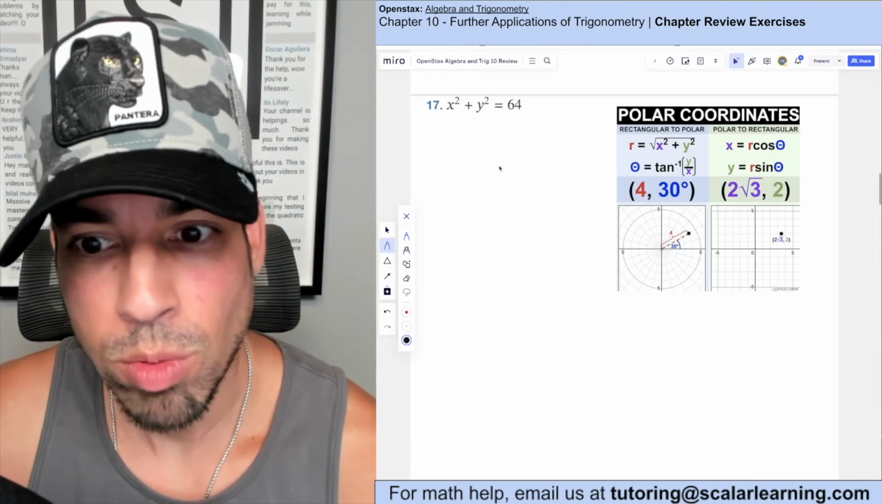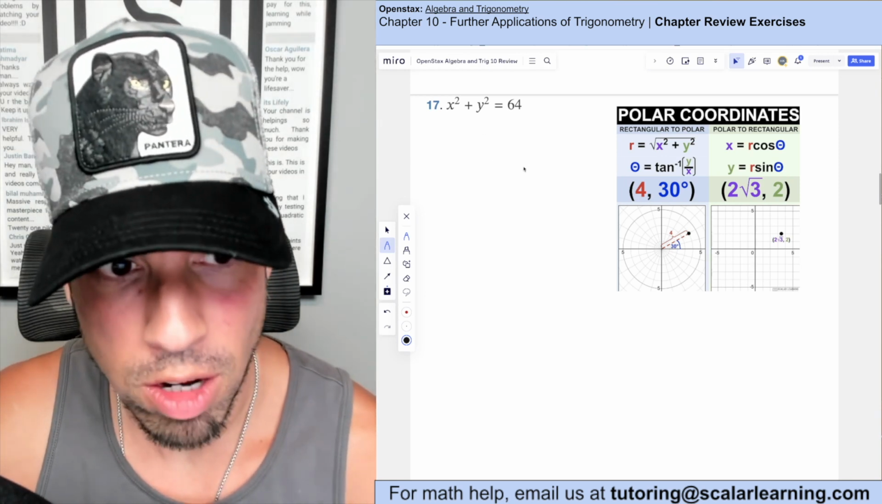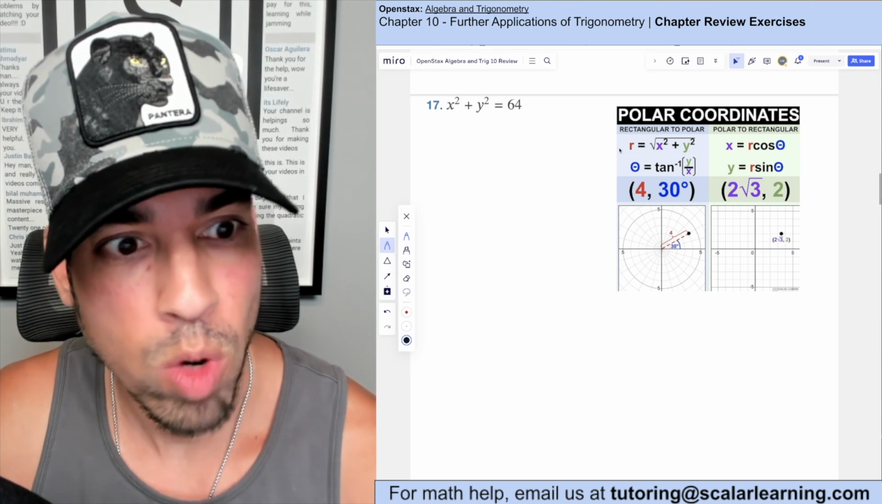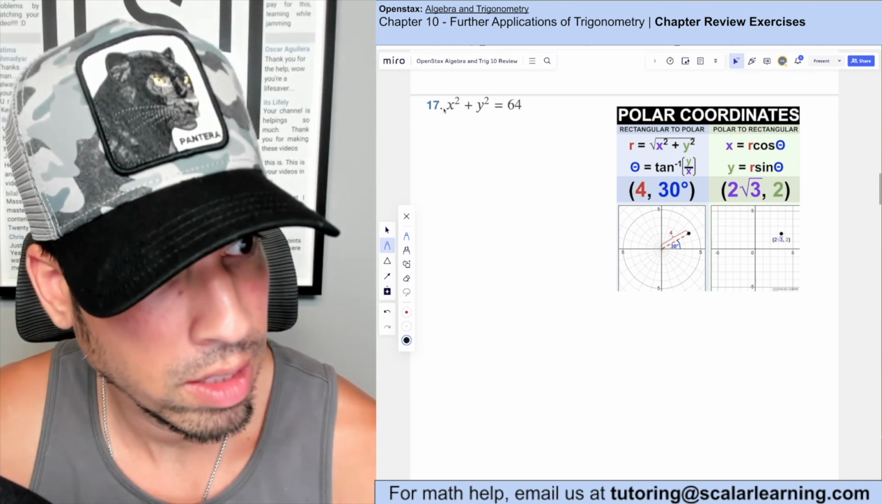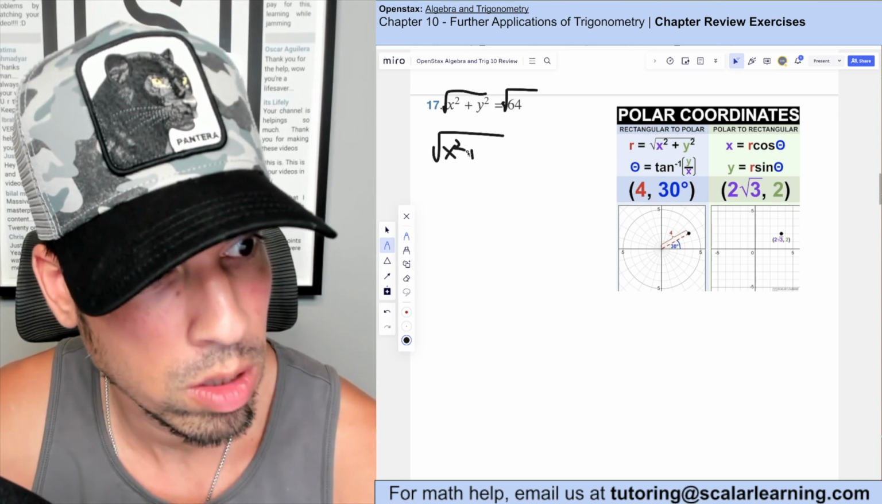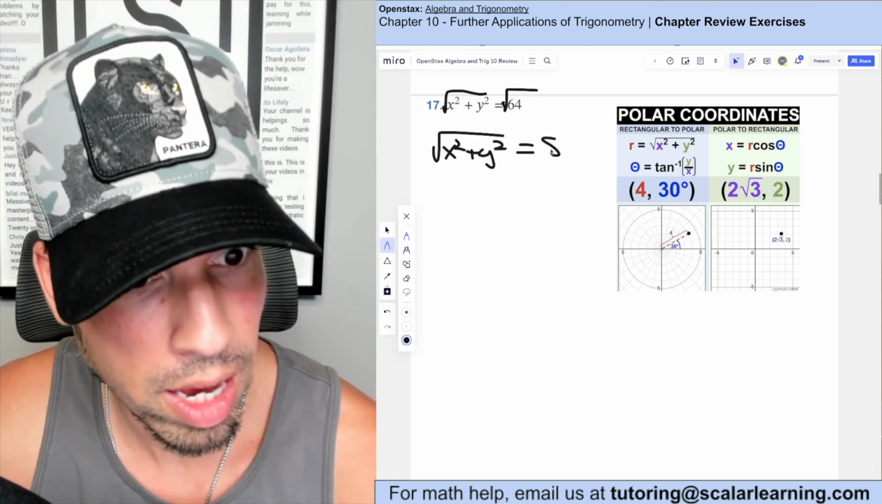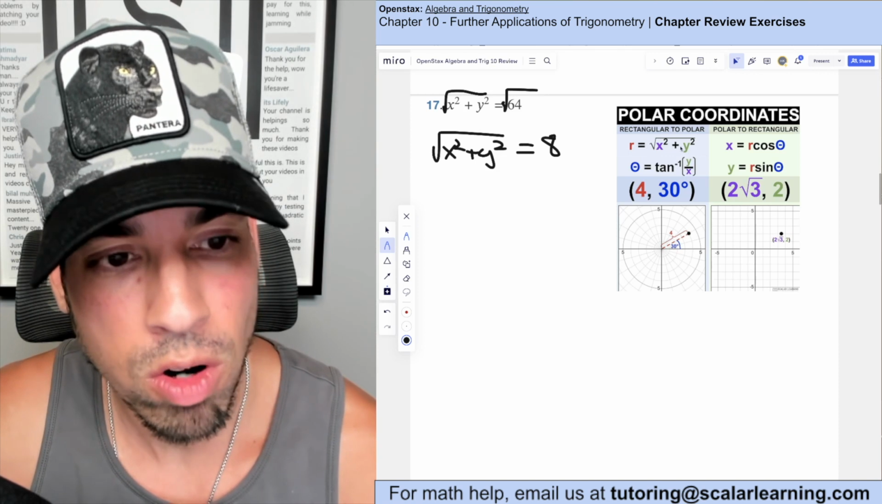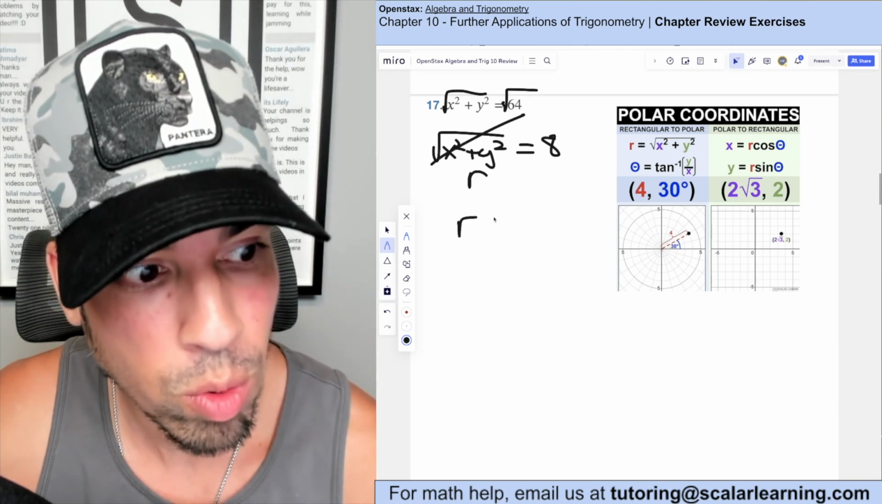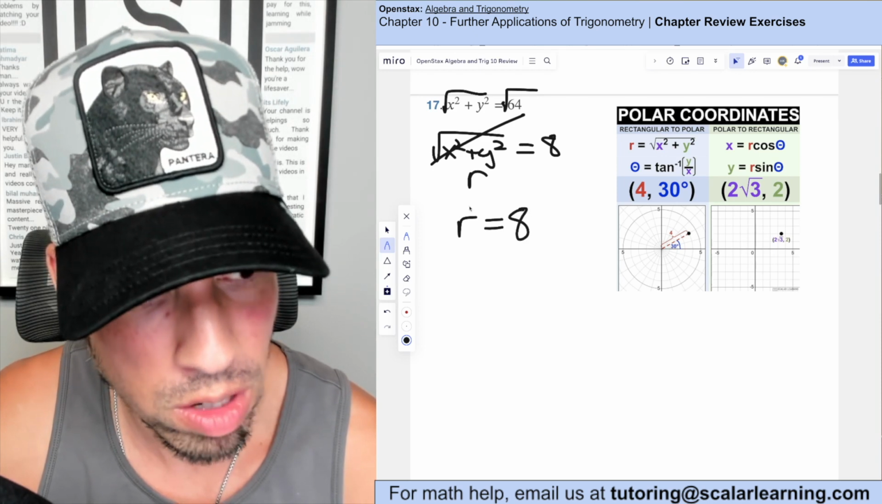Done. So for this one, I just have this little infographic up here that's going to help give us a little bit of guidance. So first, we're trying to figure out what r is. And so if I can take the square root of both sides like so, I got square root of x squared plus y squared equals 8. And now I see that r is equal to the square root of x squared plus y squared, so I can replace that with r. So my equation ends up being simply r equals 8.